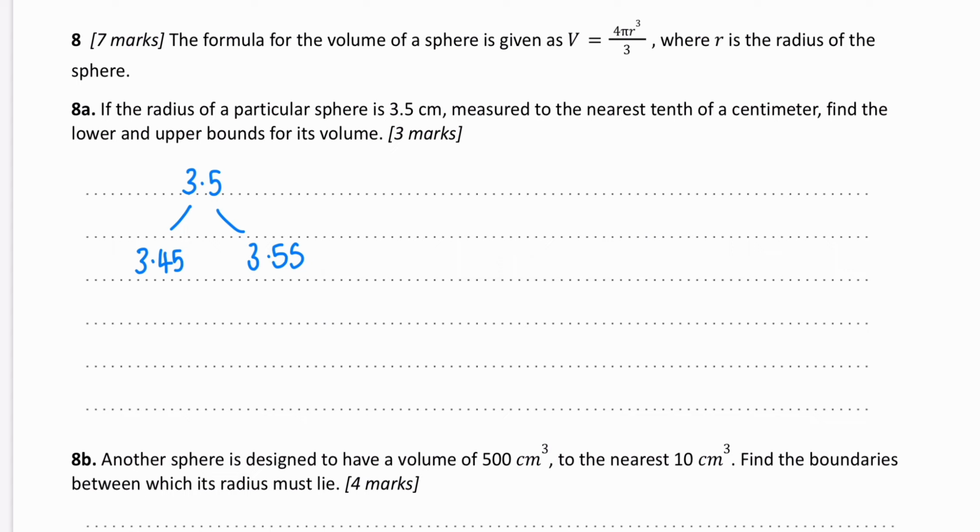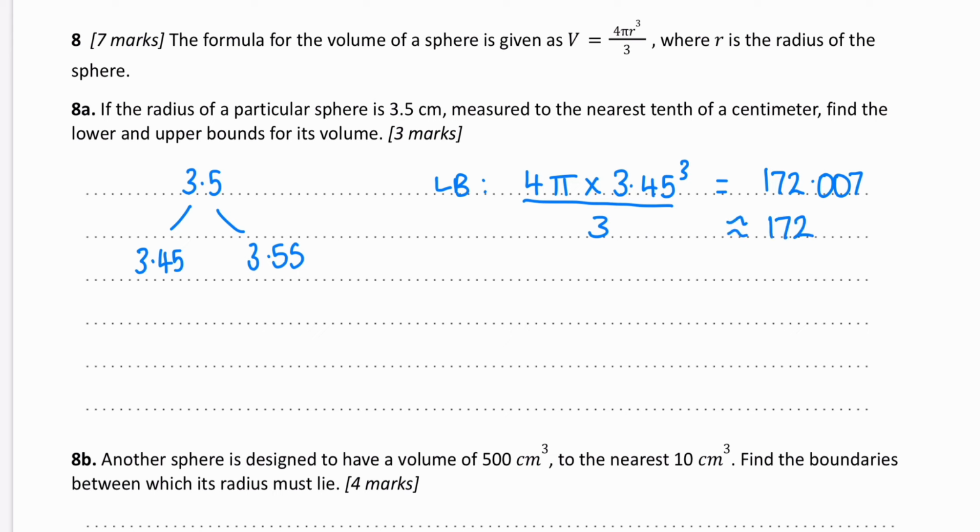To find the upper and lower bound of the volume, the lower bound is going to be using the smallest radius, because that's going to be the smallest sphere or ball. So that's going to be 4 pi times my lower radius cubed, divided by 3. If I type that into my calculator, I get 172.007, or to 3 significant figures, 172 centimeters cubed.